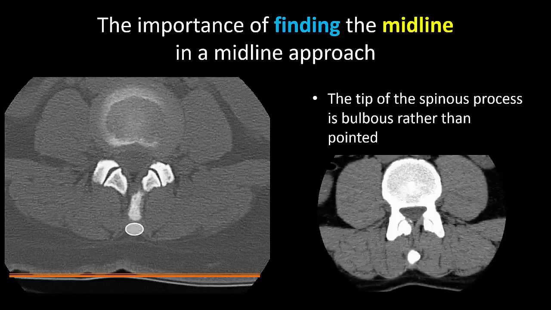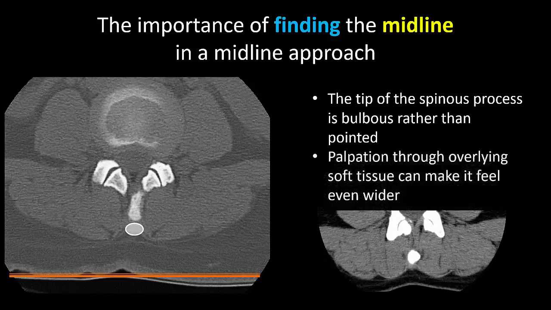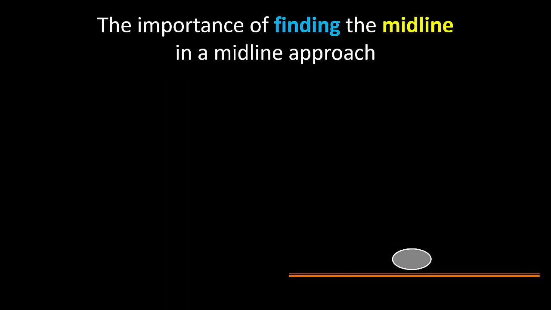We talked about the importance of being in the midline. That requires that we accurately find the midline. The tip of the spinous process is wider than you think it is, about 3 millimeters on average. And as we palpate the tip of the spinous process, the overlying soft tissue contributes to making it feel wider than it really is. In older people, degenerative calcification of the supraspinous ligament can further contribute to widening of the tip of the spinous process.